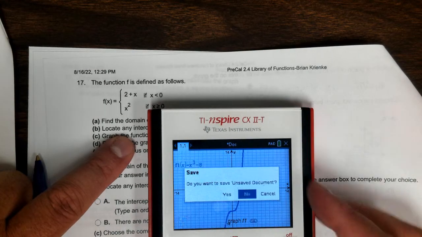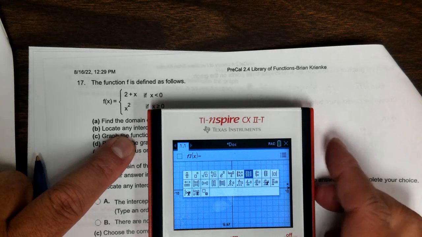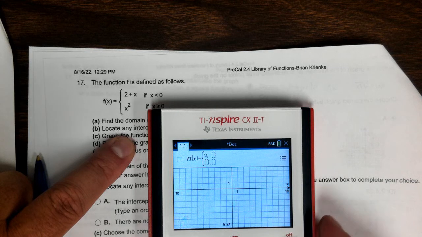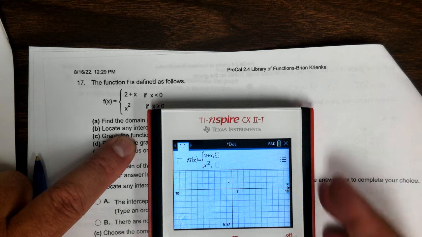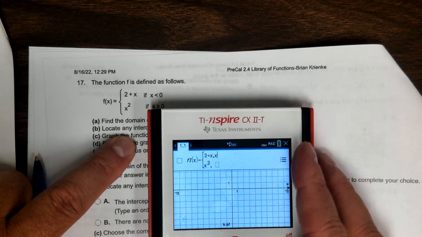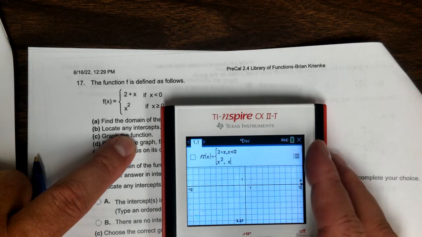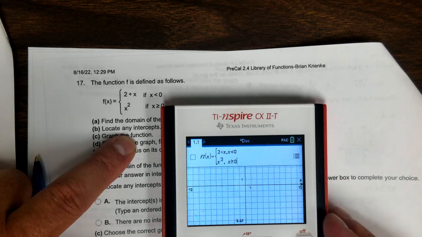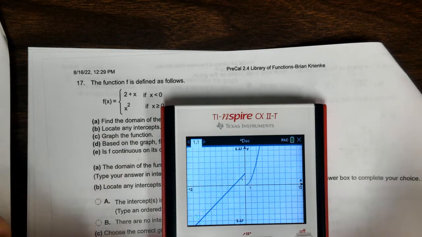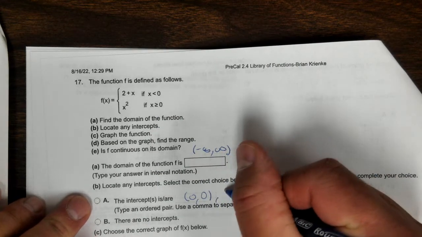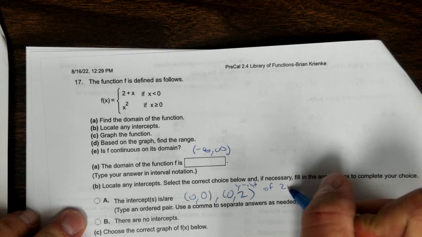So let's go to the graph. We were going to do this and go to this. 2 plus x, and this one's x squared. And this is x less than 0. And this one's x greater than or equal to 0. Okay, so we got the 0, 0, but also, if you see up here, that's 0, 2, which is the y-intercept of 2 plus x.